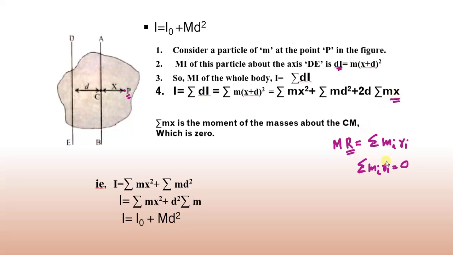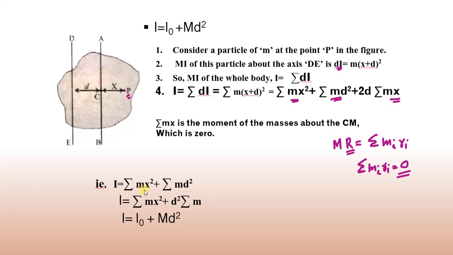Now, the sum of these moments about the center of mass will be equal to 0. So, sigma mx will be equal to 0, and this term reduces to 0. So, the moment of inertia I is equal to sigma mx squared plus sigma md squared.